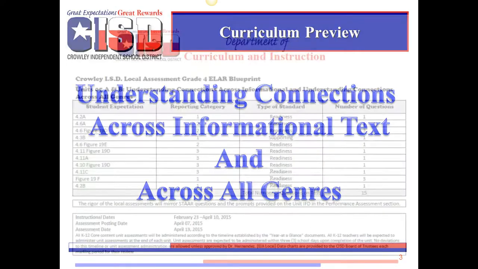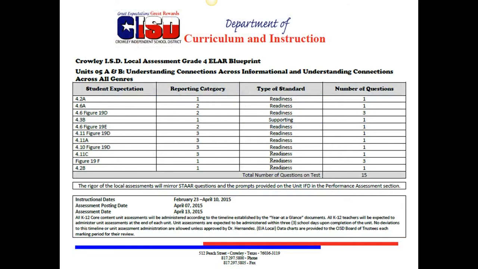Please pause for a moment to review the Unit 5 Local Assessment Blueprint. 29 instructional days will be utilized for Unit 5. 15 days for understanding connections across informational text, and 14 days for understanding connections across all genres. There will be one unit assessment this 6 weeks due to previous benchmark testing dates. The instructional days are February 23rd through April 10th. The assessment will be posted for printing on April 7th and should be assessed by April 15th.